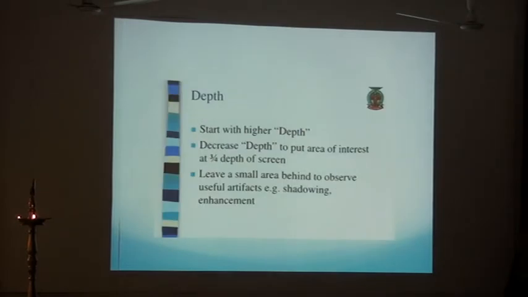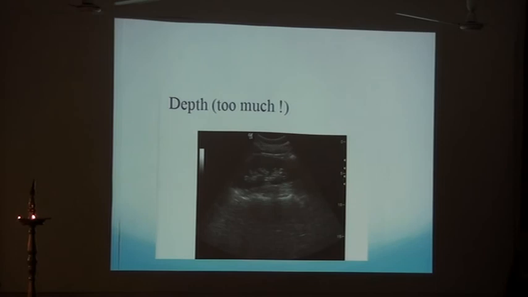So what is depth? When we start on the screen, we start with a higher depth, and then adjust it. As I told you, you can control the depth. Then put the area of interest at 3/4 depth of the screen, and leave a small area behind to observe the usual artifacts of shadowing and enhancement. As can be seen here, the area of interest is occupying only 1/3 of the screen and the rest is wasted space. So this is too much depth.